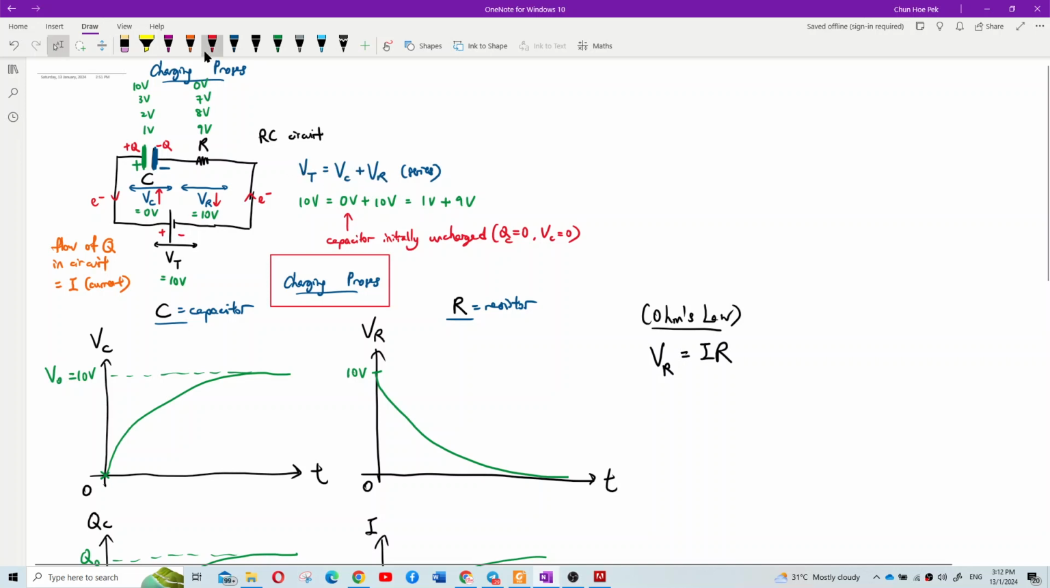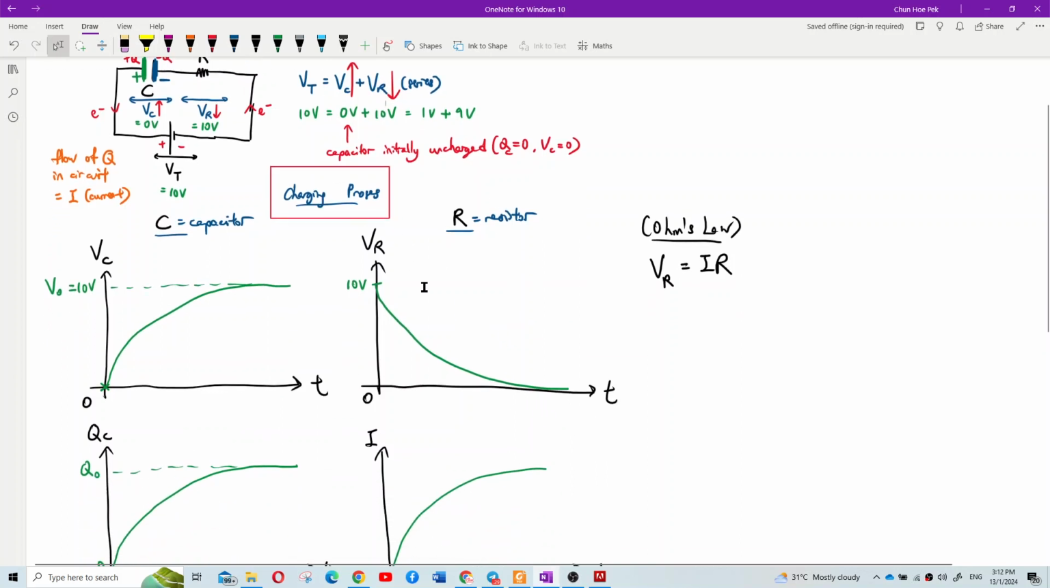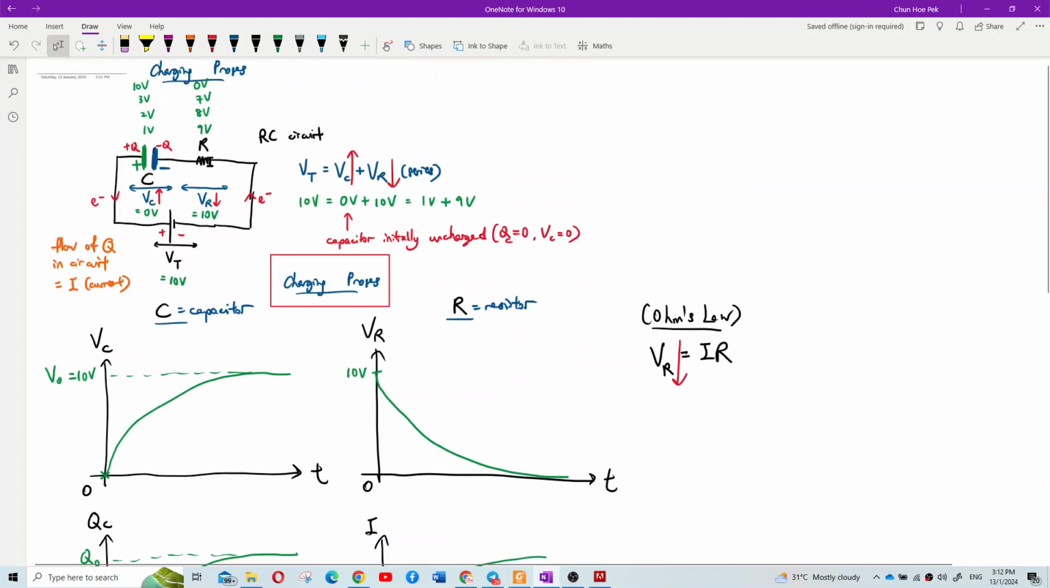Kalau VC semakin bertambah, ini akan jadi semakin kurang. VR becomes lesser. Okay? So now, as time goes by, voltage across resistor semakin berkurang. So what happened to the current, class? Resistor is constant. Resistor masih resistor yang sama.